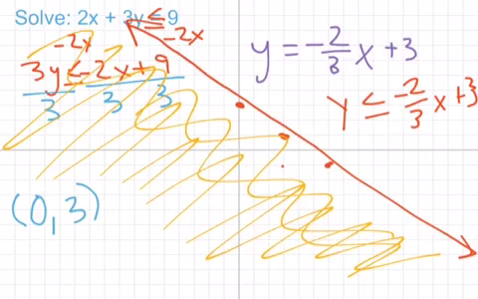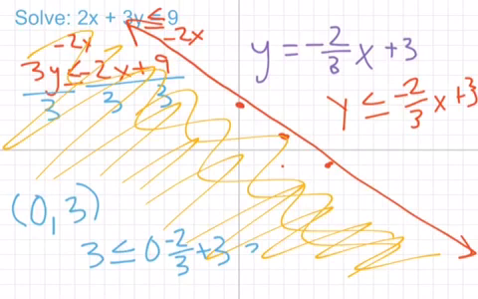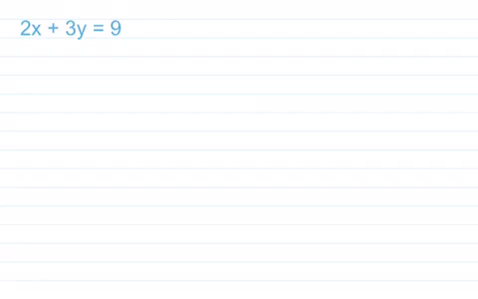We're going to plug it into our problem. Y equals 3, so we have 3 is less than or equal to 0 times negative 2/3 plus 3. When that simplifies, we get 3 is less than or equal to 3, which is correct. That's a true statement, so 0, 3, which is right there, is a true statement. When it's less than or equal to, you can use points that are on that line to see if it's true as well.